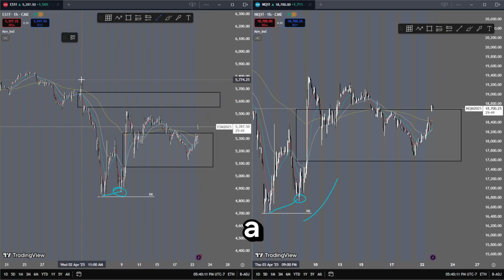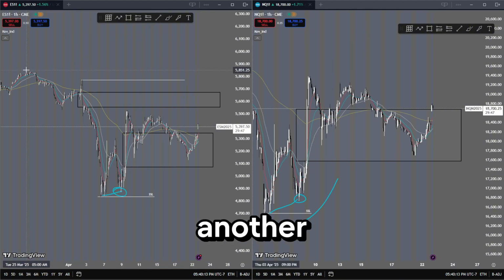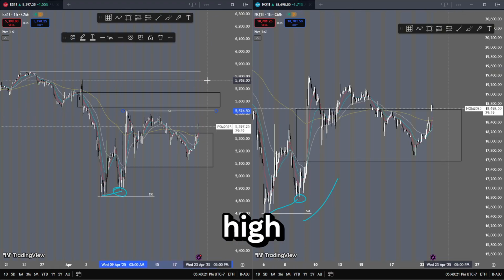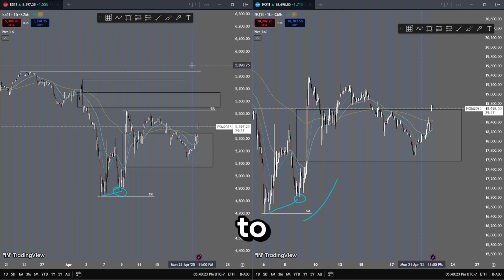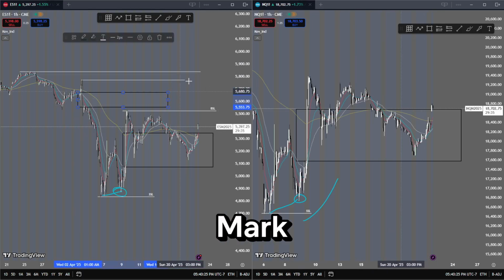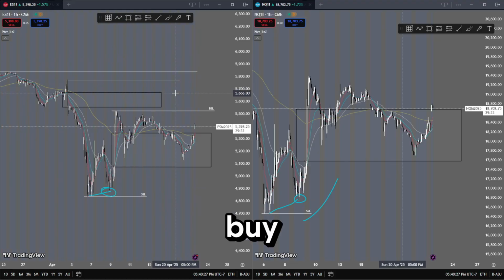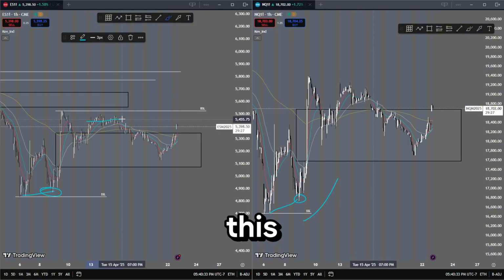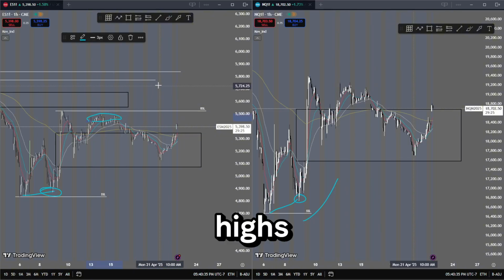We have a high right here, and then we have another high up here. So as this is pretty far away, we could be looking to take a really good trade if this ends up breaking past this high. So this high is going to be our first level. This is what I mark out as my first buy side liquidity that I'm going to be looking at as price reaches this level and hopefully gets past this stack of highs.